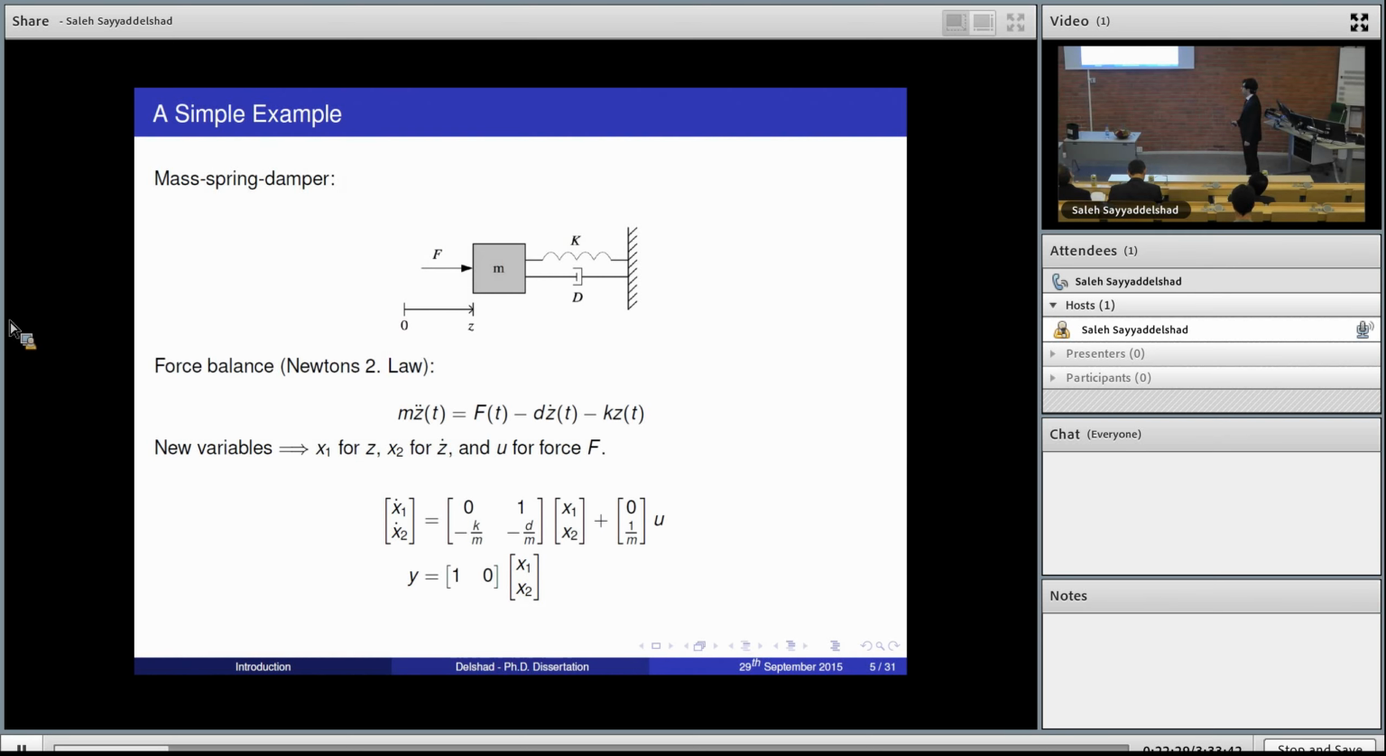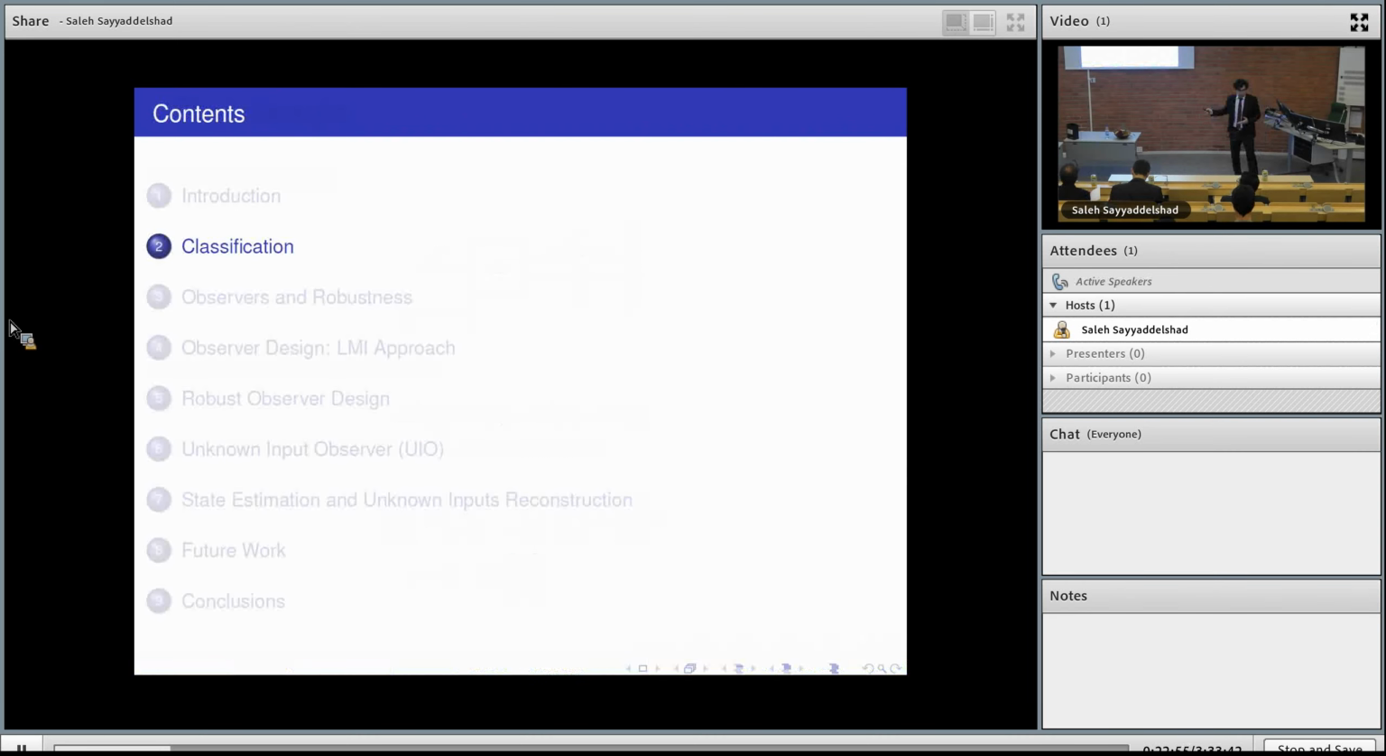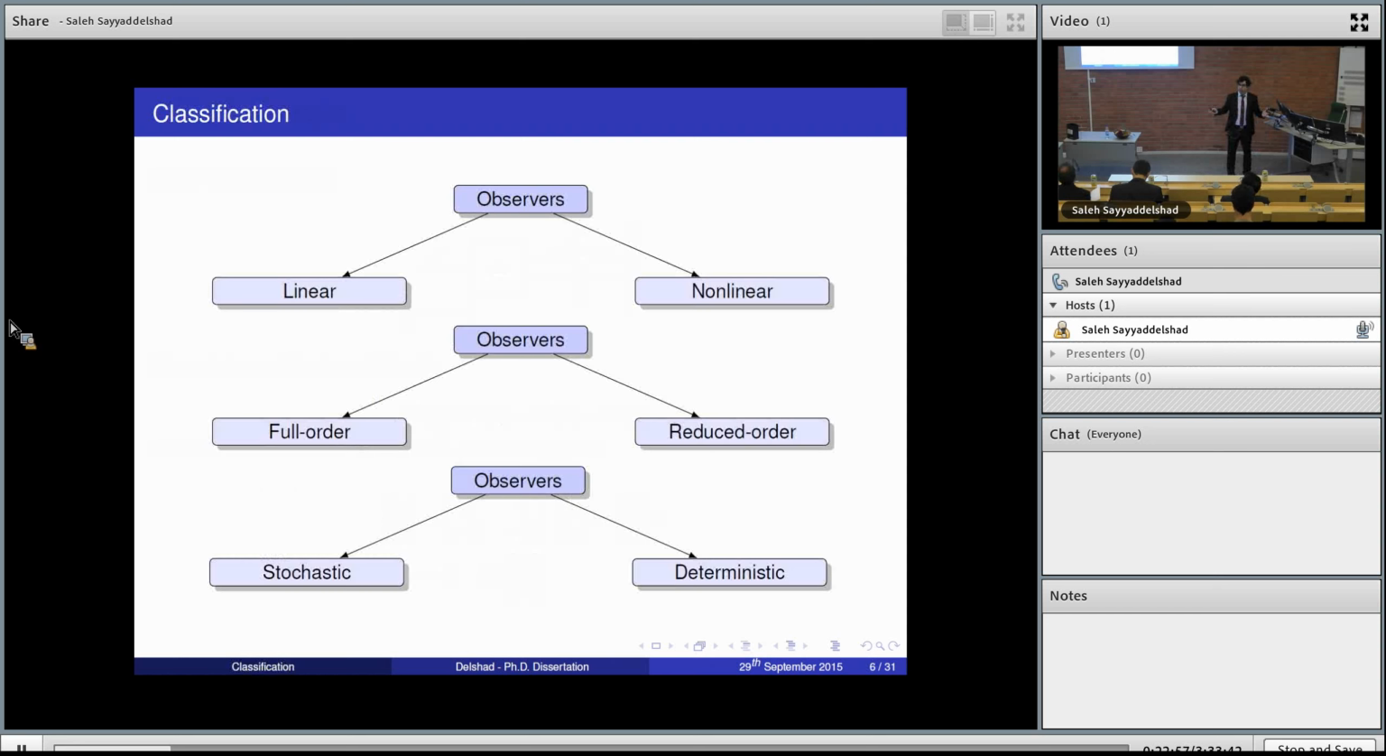Now you see that we are assuming that we can measure the first state, considering a perfect measurement of the position of the mass. So now the question is, can we estimate the second state, which is the velocity? That's actually the point of having an observer in your system, which is capable of giving us an estimate of the second state.